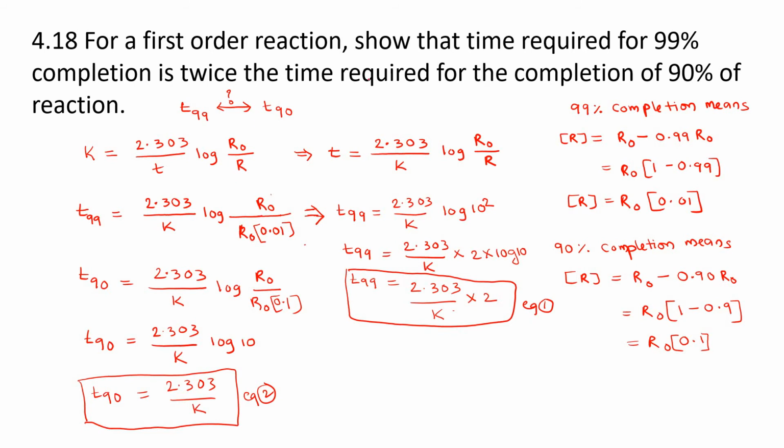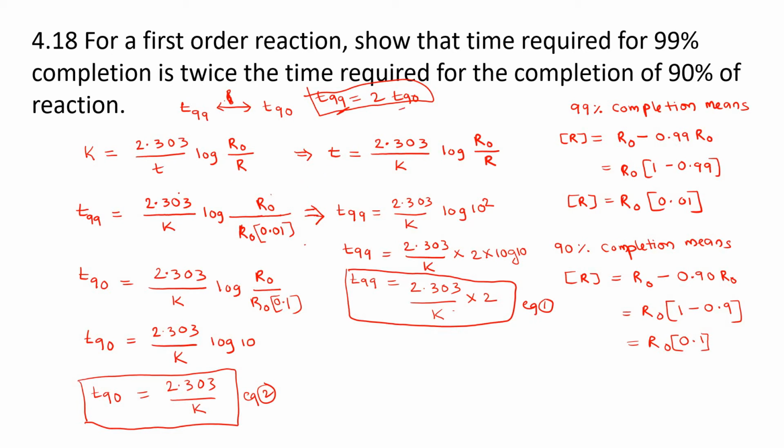Next, for a first order reaction, show that the time required for 99% completion is twice the time required for the completion of 90%. That means T99 is equal to 2 into T90. This they are asking. The time required for completion of 99% is twice the time required for completion of 90%. For completion of 99%, the time required will always be double that for 90% completion of the reaction.